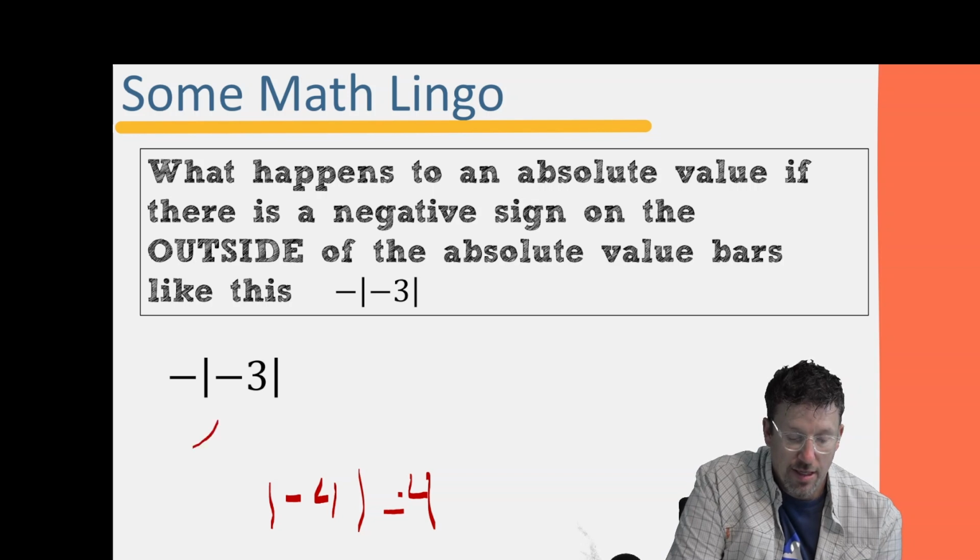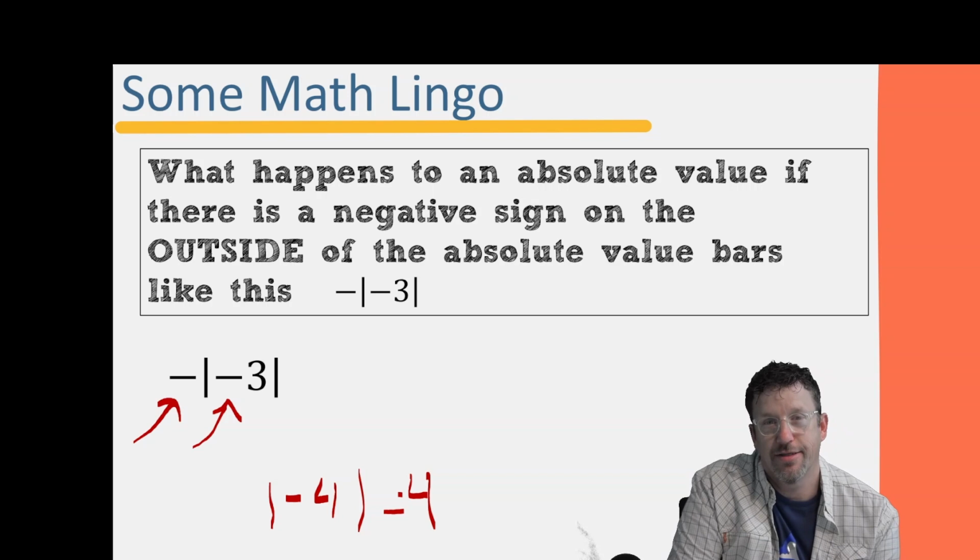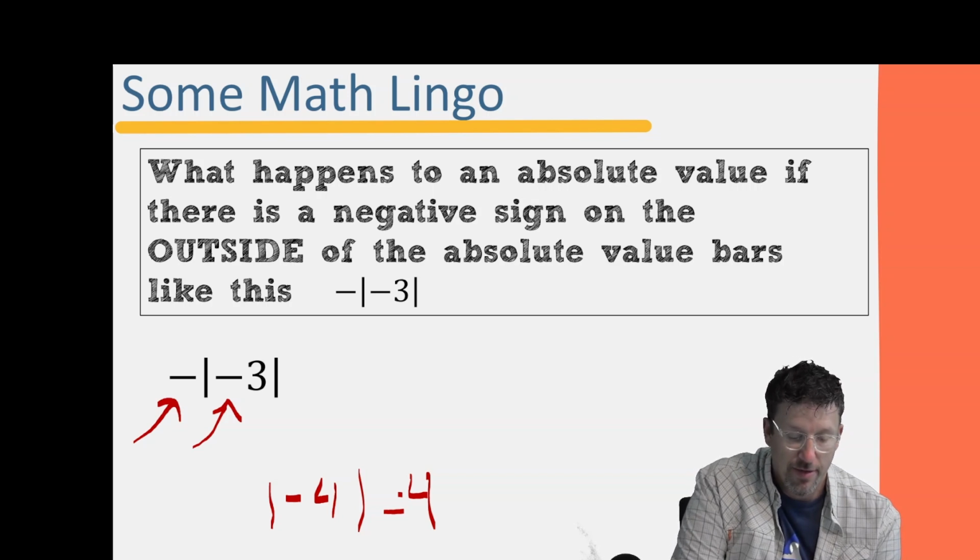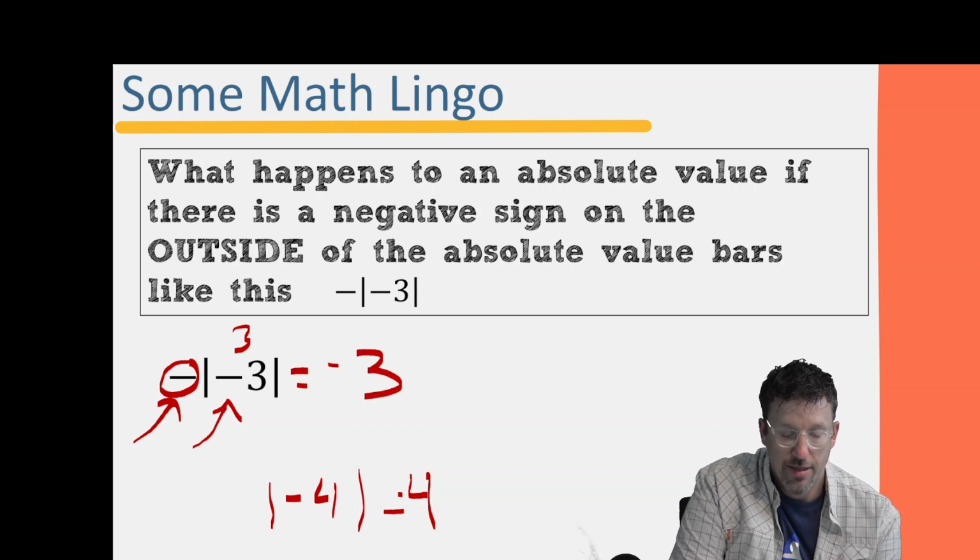This one tells us, what is the absolute value of negative 3, and then I want the opposite of that answer. So what is the absolute value of negative 3? It's 3. What is the opposite of 3? Well, it takes it back to negative 3. So it's kind of a two-step problem. Find the absolute value, and then tell me the opposite. Okay?